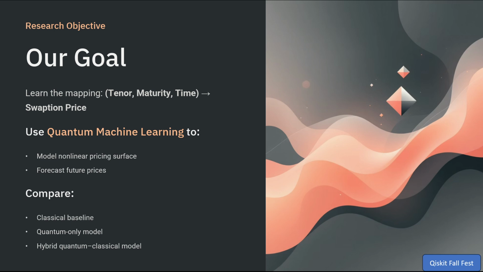Our goal is to learn a function that maps tenor, maturity, and time to the corresponding swaption price. We focus on quantum machine learning to capture the non-linear structure of the pricing surface and to forecast future prices. A key requirement of the challenge is to compare a quantum model against a classical benchmark. So we designed three models: a purely classical baseline, a purely quantum reservoir model, and a hybrid model that combines both.